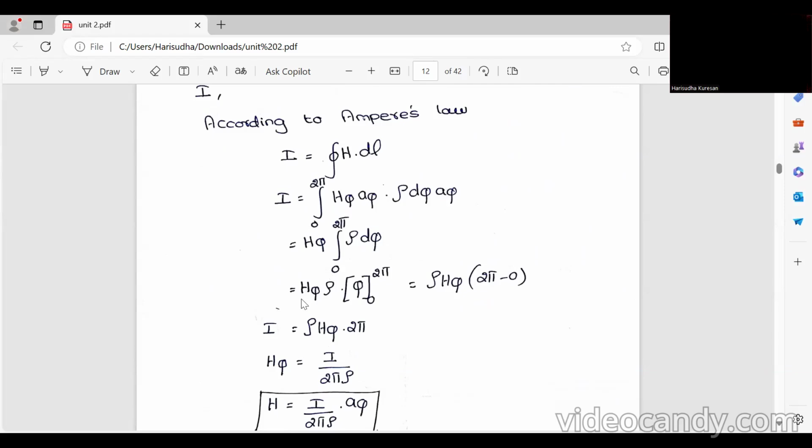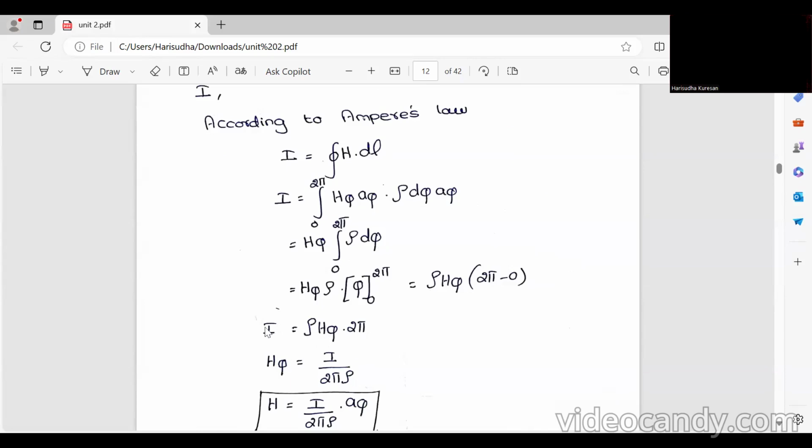So that will be equal to H phi. Again, the differentiation is with respect to phi. Therefore, rho will be a constant. I'll take it outside. Therefore, if you integrate d phi, the integrated value will be phi. And if you apply the limits, you will be getting rho H phi. Applying the limits, higher limit minus lower limit, that is 2 pi minus 0. Therefore, you will be getting I is equal to rho H phi into 2 pi.